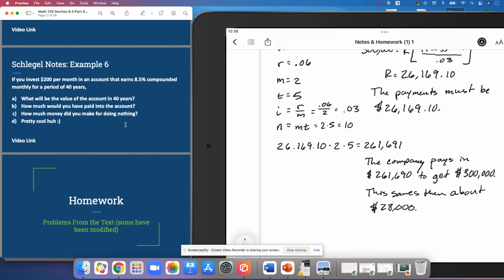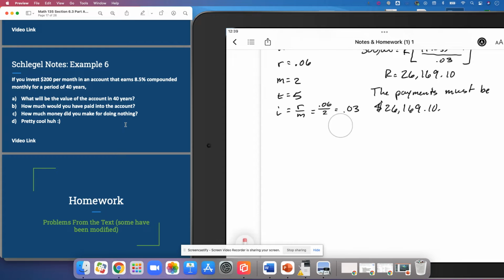Example 6: if you invest $200 per month in an account that earns 8.5% compounded monthly for a period of 40 years, what will be the value of the account in 40 years? How much would you have paid into the account? And how much money did you make for doing nothing? And then lastly, that's pretty cool, huh? So let's see if that's really pretty cool or not.